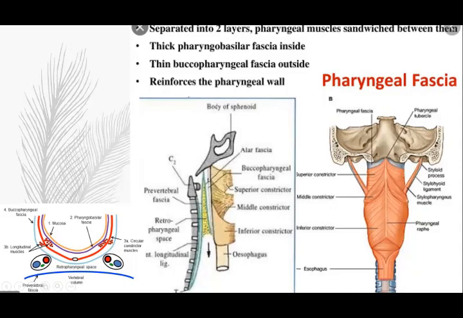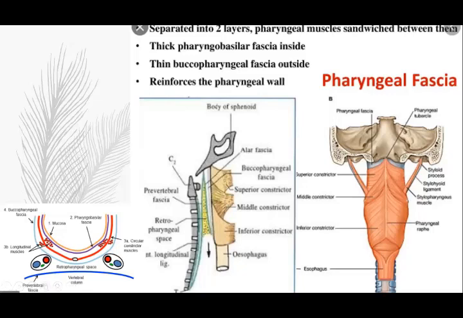ये inside, अब buccopharyngeal fascia की बात कर सकते हैं. Buccopharyngeal fascia is lying on the outside. ठीक है? So you have these muscles sandwiched between the two layers of fascia. On the inside of the muscles, you have pharyngobasilar fascia. On the outside of the muscle, you have buccopharyngeal fascia. And this is how these fascia are arranged.